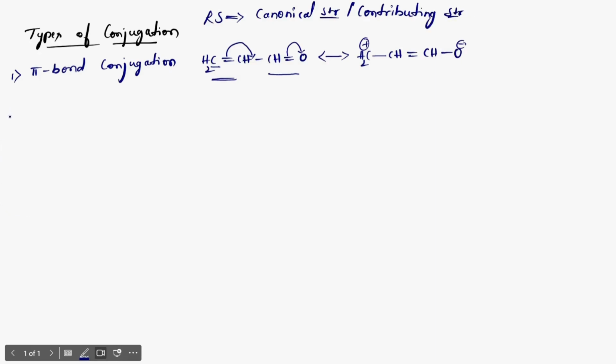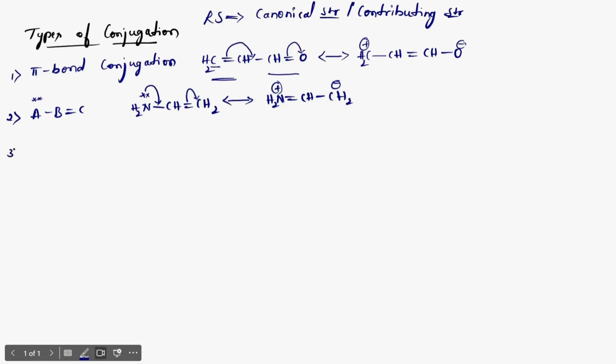Next type of conjugation is lone pair pi bond conjugation. For example, NH2 single bond CH double bond CH2. Here the nitrogen will have a lone pair of electrons. This lone pair of electrons moves here and this pi electron is shifted to carbon, which can be written as NH2 double bond CH single bond CH2 minus. Nitrogen will have a positive charge because of 4 bonded pairs.